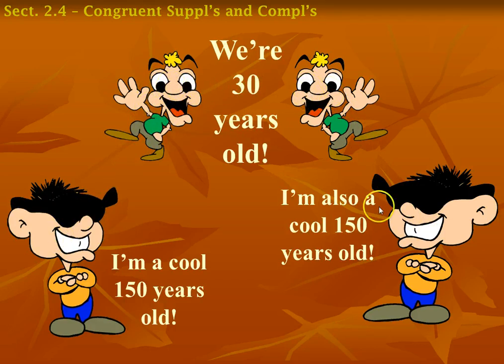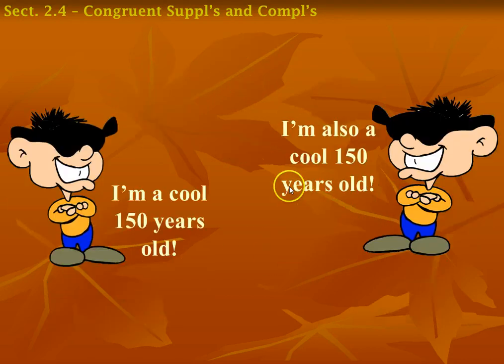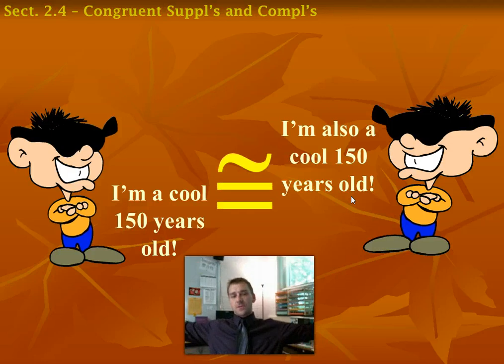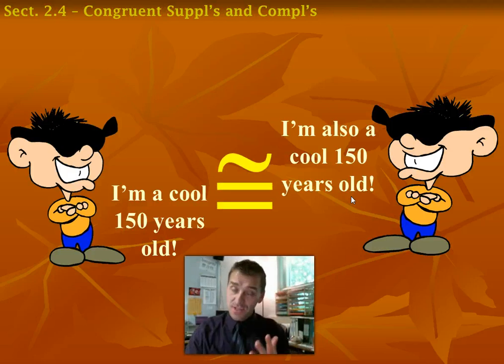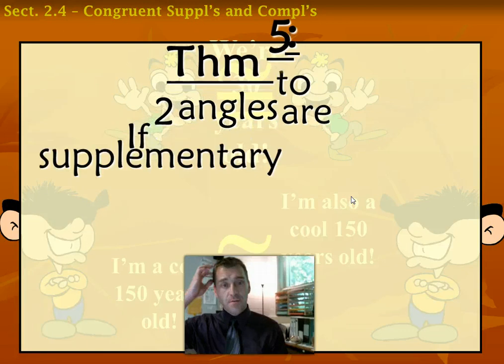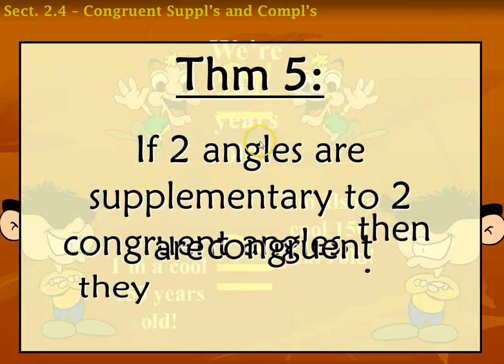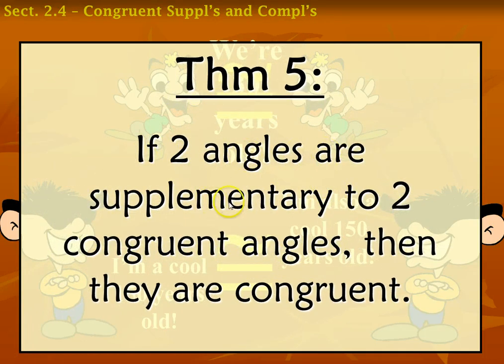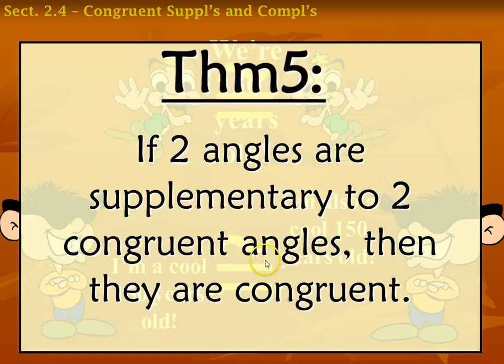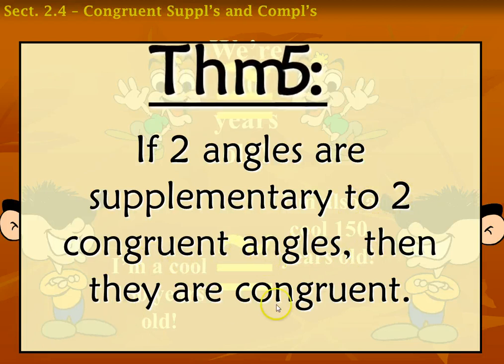So the question is, if these 2 guys are supplementary to 2 congruent things, what can we conclude about these 2 guys? Of course, they're congruent. I just gave you the wording of the next theorem. Theorem number 5 says this. If I have 2 angles that are supplementary to 2 congruent angles, then they are congruent.